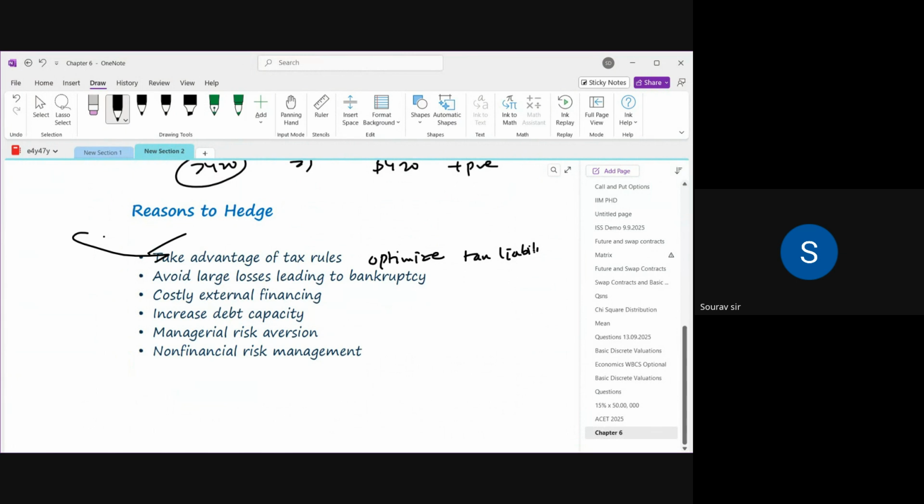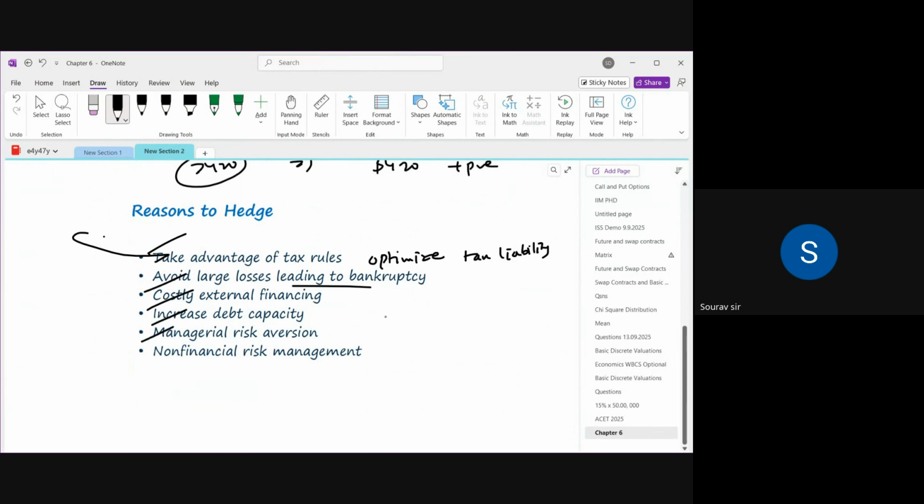Avoid large loss leading to bankruptcy, meaning extreme loss can cause financial distress. So hedging limits downside risk. Costly external financing: if firms face sudden loss, they may need to borrow. Increasing debt capacity: lenders prefer firms with stable, predictable earnings.